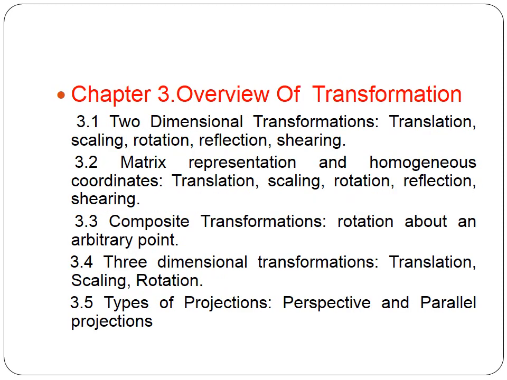In chapter number 3, overview of transformation. So 3.1, 3.2, 3.3, 3.4 are basic transformations like translation, scaling, rotation, reflection and shearing for two-dimensional, homogeneous coordinates, composite transformation and three-dimensional transformation. And the last topic is 3.5, the types of projection. For transformation, we use matrices from mathematics.